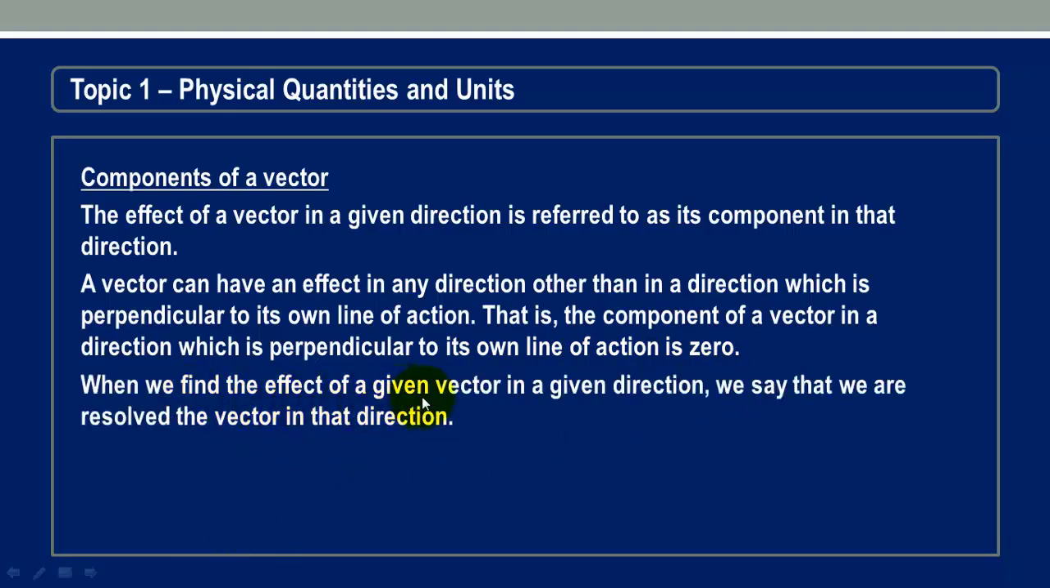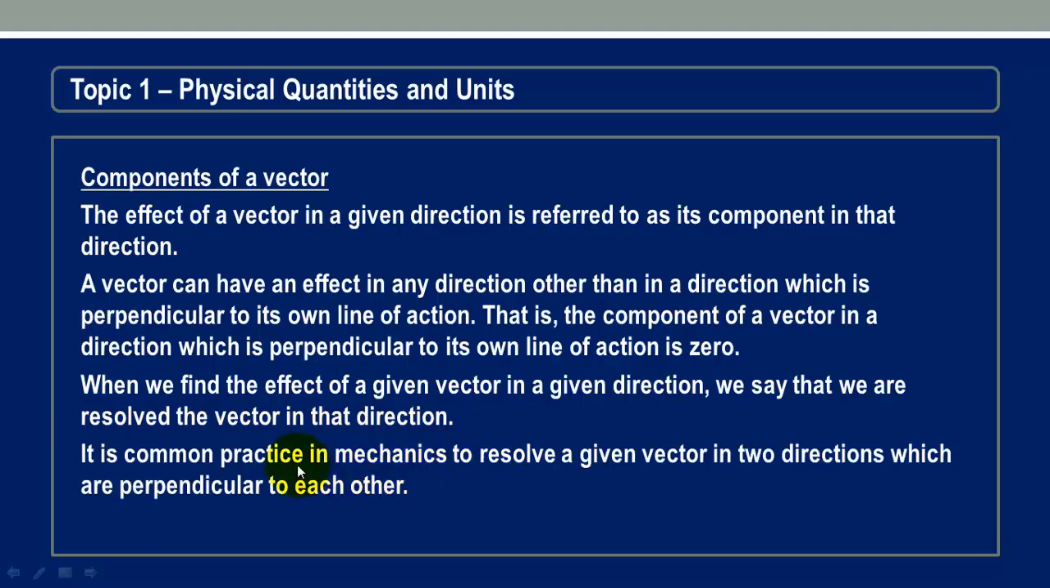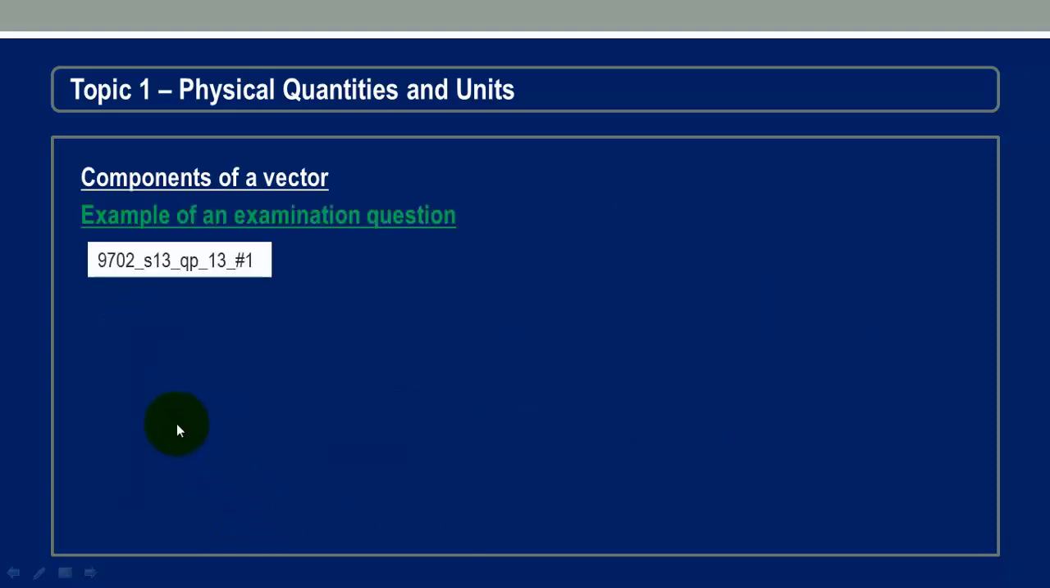When we find the effect of a given vector in a given direction, we say that we have resolved the vector in that direction. It is common practice in mechanics to resolve a given vector in two directions which are perpendicular to each other. Now let's consider an examination question.